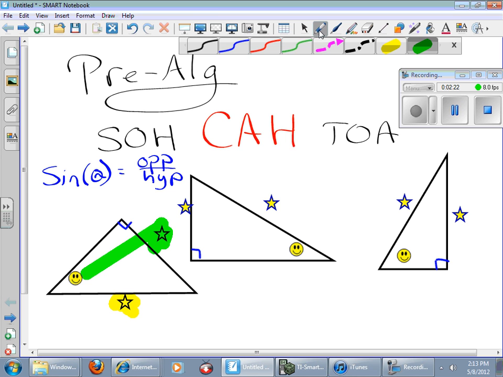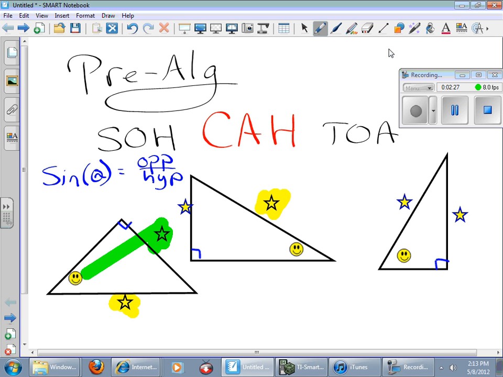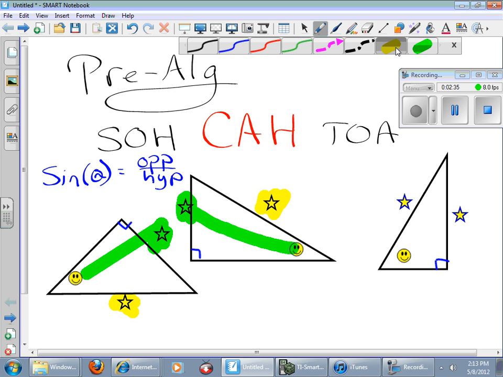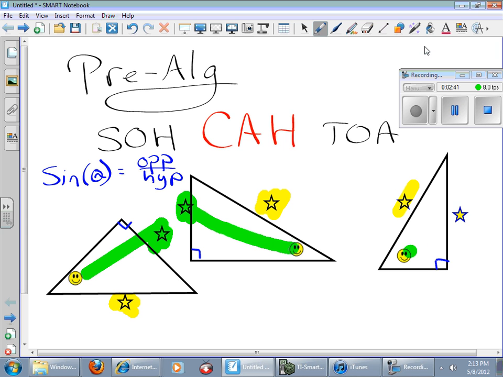That could be a SO problem if I knew the values of the stars and the smiley face. All right. The second one, I know the hypotenuse. I'm going to go opposite. Yep, I hit a star. That's a sine problem. Okay. Well, on the last one, there's my hypotenuse. And I'll go opposite. And sure enough, I hit a star. So all of these could be sine problems, or the SO part of SOHCAHTOA. All right.